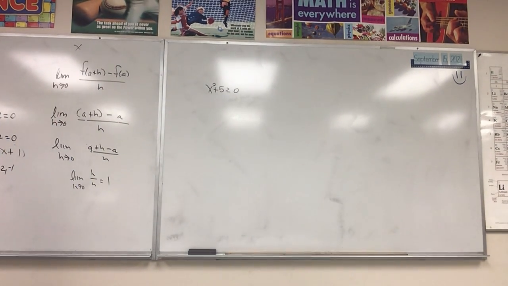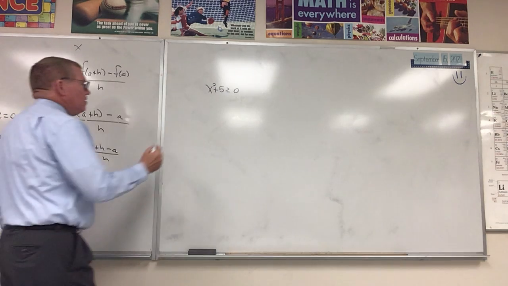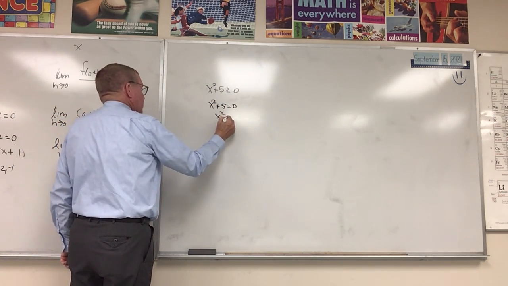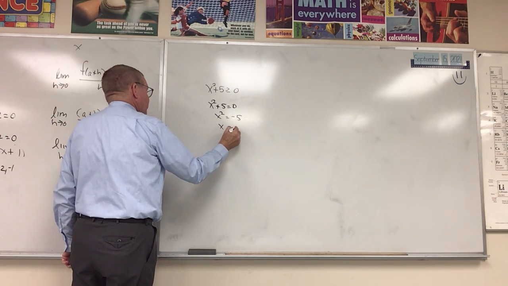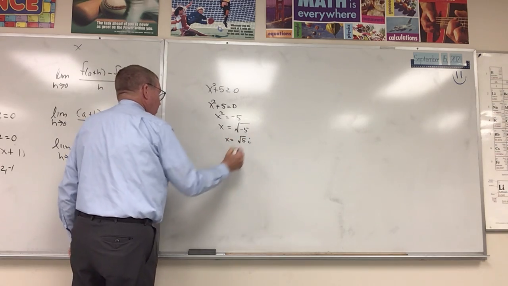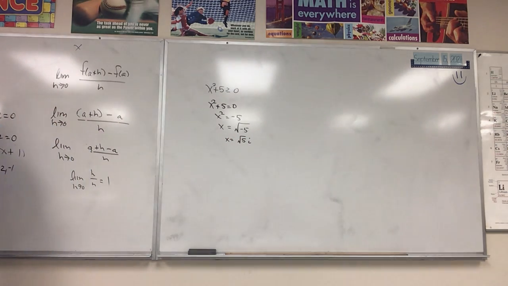All right, we're going to solve by factoring. x squared plus 5 equals 0. x squared equals negative 5. x equals square root of negative 5, which is x equals square root of 5i. What does that mean? I used a graphing calculator. Yeah, it said graphically. Okay.